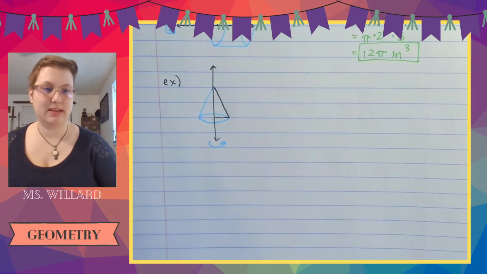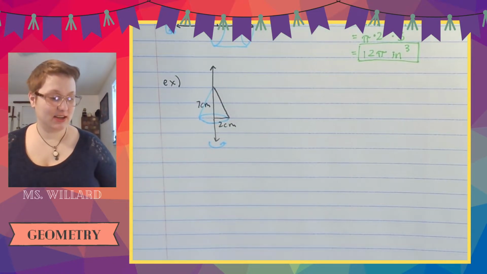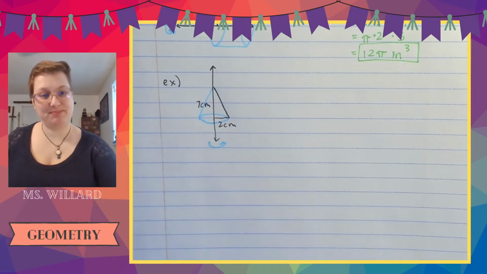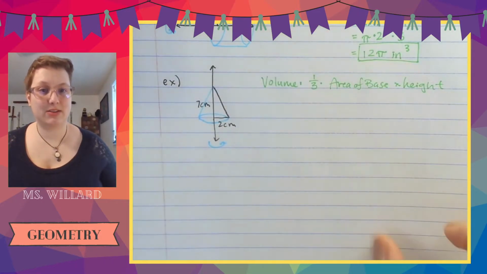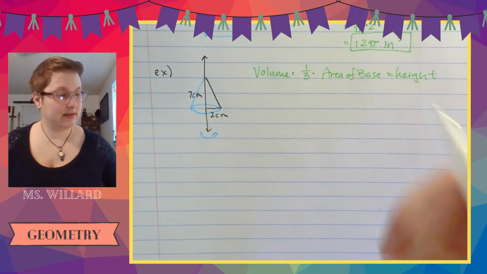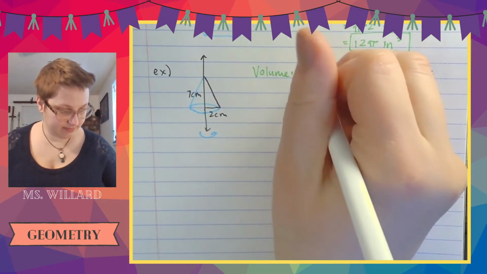Let me put some numbers on this. So here's our cone. We're going to find the volume of this. So volume is a third of the area of the base times the height. Why did I use a dot here and an X here? I don't know. I fixed it.